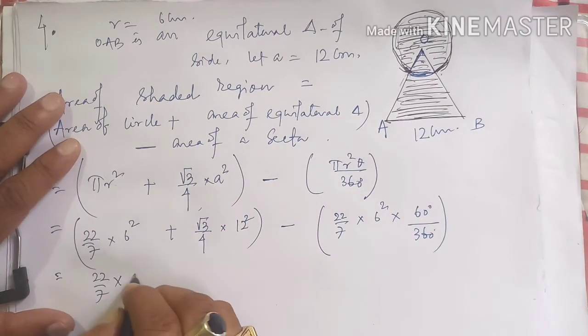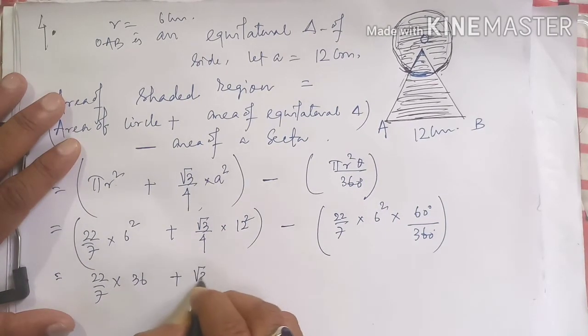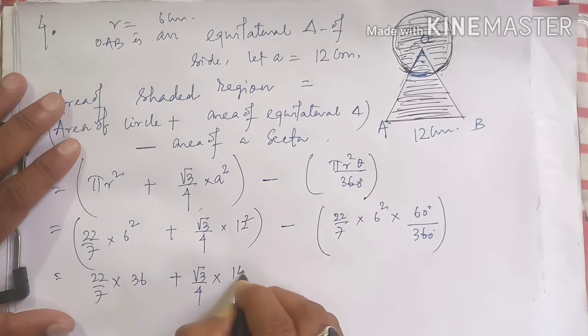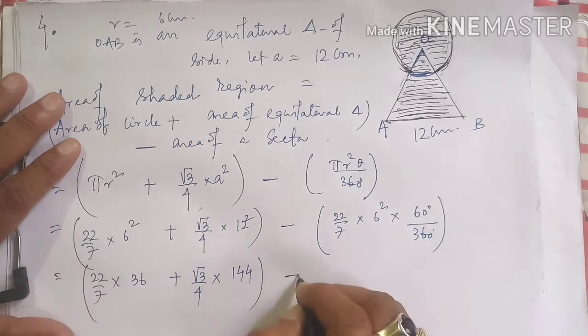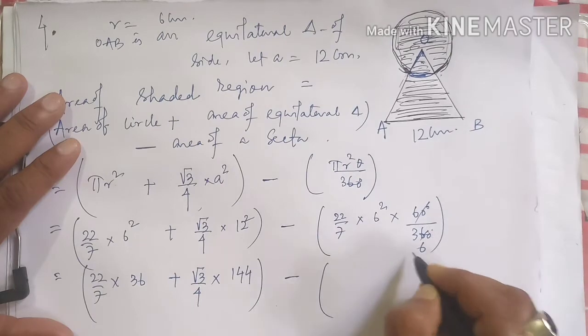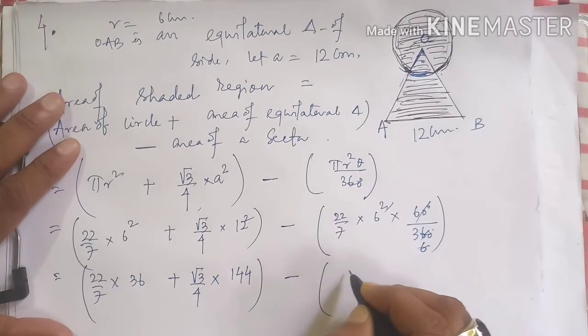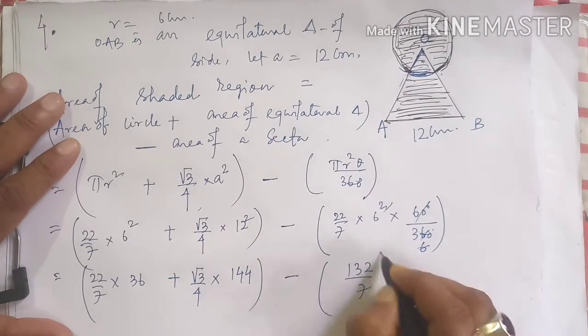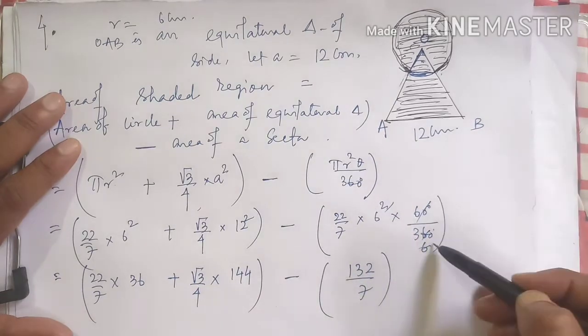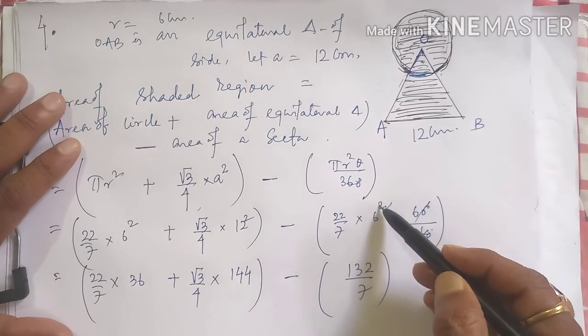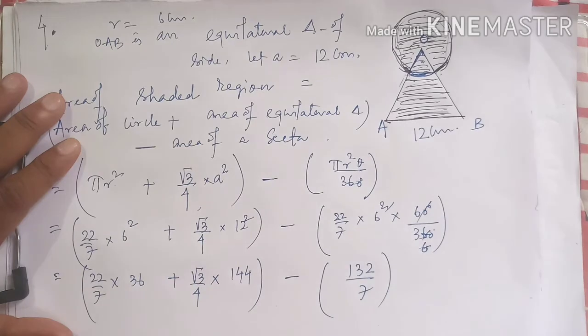22 by 7 into 36 plus root 3 by 4 into 144 minus 132 by 7. I have cancelled here 60, 360, and 1 6, and 6 remain. 6 into 22, 132 by 7.